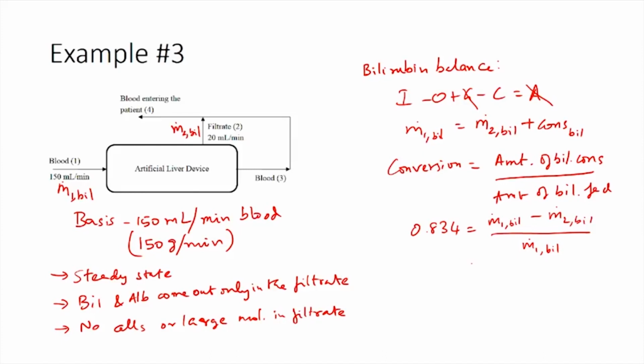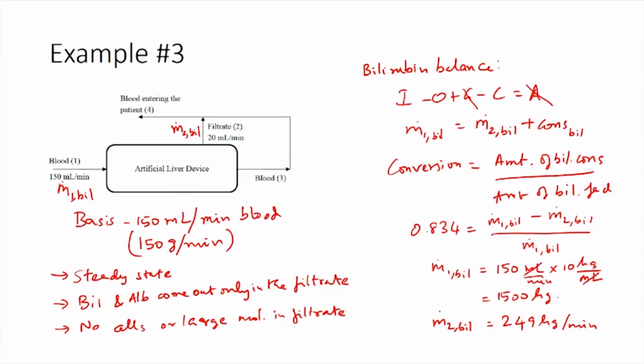So, using this we can calculate M2 bilirubin, because we know the value for M1 bilirubin to be 150 ml per minute times 10 micrograms per ml, which is the concentration of bilirubin in the blood entering. So, this is 1500 micrograms per minute of bilirubin entering the system. Substituting this value, we can calculate the amount of bilirubin which is leaving the system as 249 micrograms per minute. And with this we have the amount of bilirubin which is leaving the system.